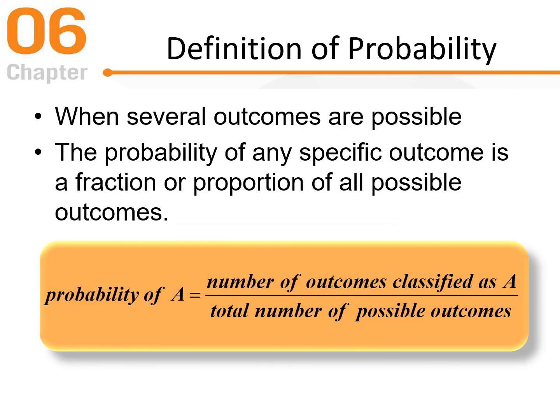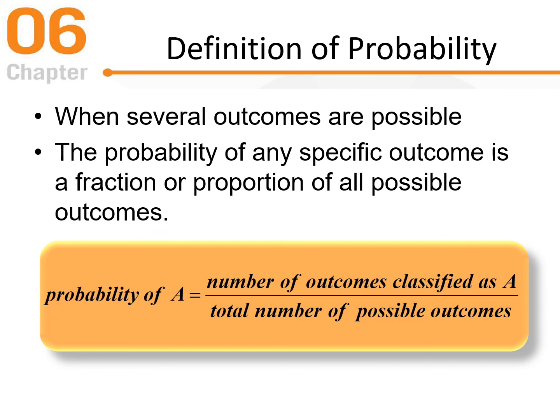So let's put aside the whole business of sampling and replication temporarily, and let's talk about basic probability. When several outcomes are possible, the probability of a specific outcome is the proportion of all possible outcomes. So think of it as the number of successes over the number of outcomes. Whatever we're looking for, that's the number of successes. Every possible outcome is the denominator.